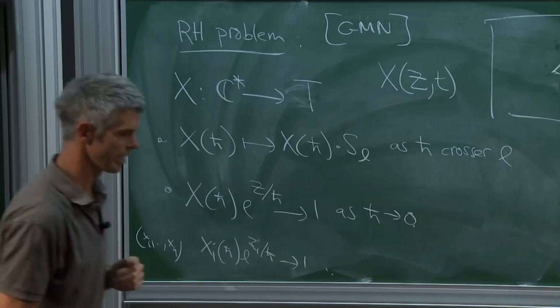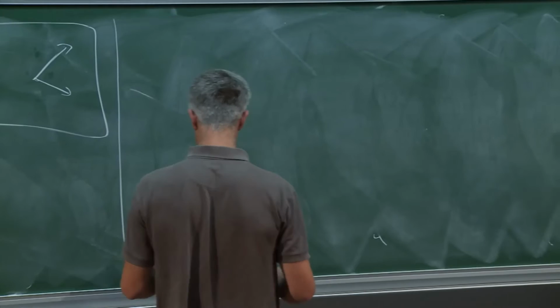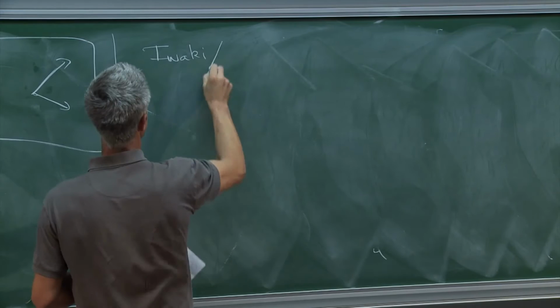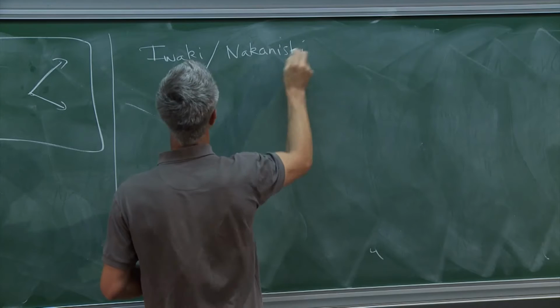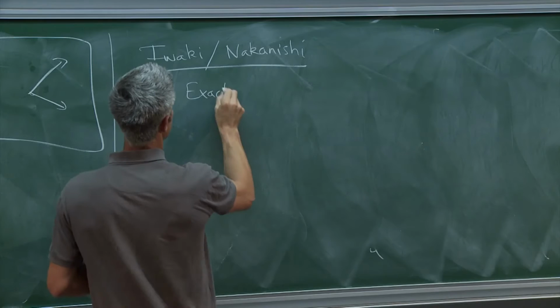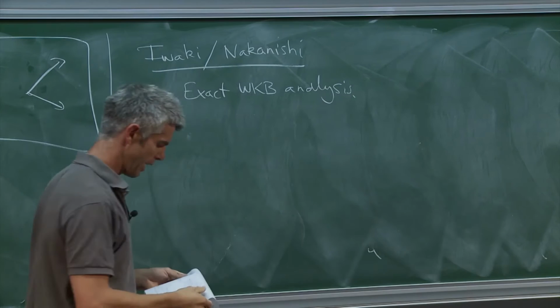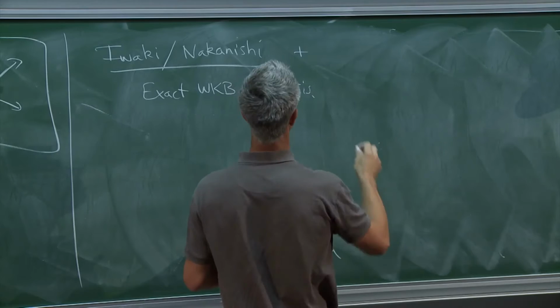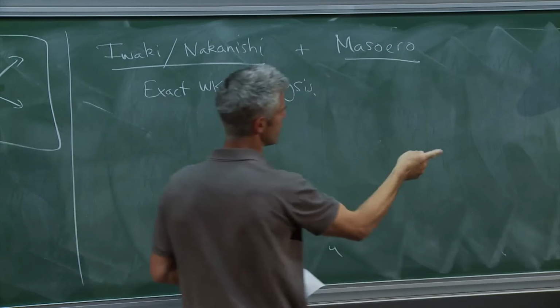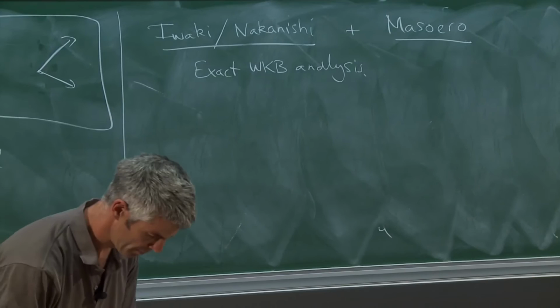So how can we compute this? It turns out that there's a recent paper by Iwaki and Nakanishi, and this is called exact WKB analysis. I haven't processed this entirely yet, but I want to give you the idea because I think it's very beautiful. There's also a paper by Masovero, which deals exactly with this example. And what we're doing here is some kind of conformal limit of what Gaiotto, Moore, and Neitzke did.